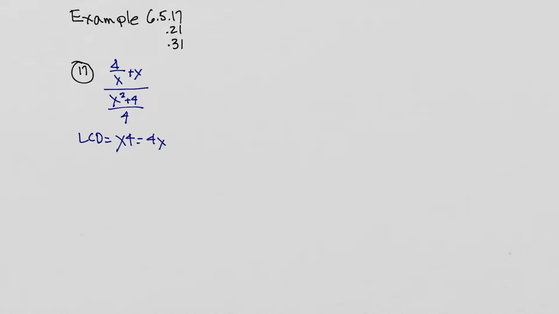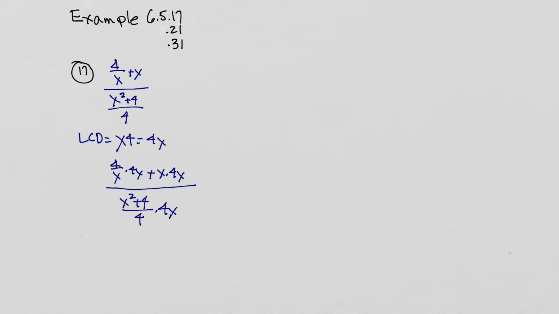Now what we're going to do is write this LCD alongside each one of the originals. This one, and this one. If you want to know why we're doing that, go back and take a look at the video on the general procedure. So let's write the LCD right alongside each one of the originals. First of all, we'll put it right here. That'll give us 4 over x times 4x, plus, now let's put it right here, 4x, and then we'll put it alongside this one. So that'll give us x squared plus 4 over 4 times 4x.